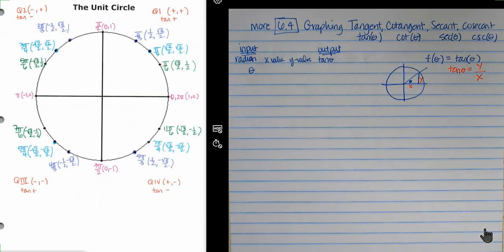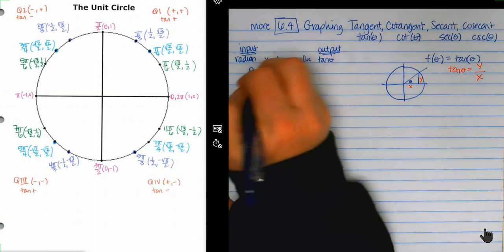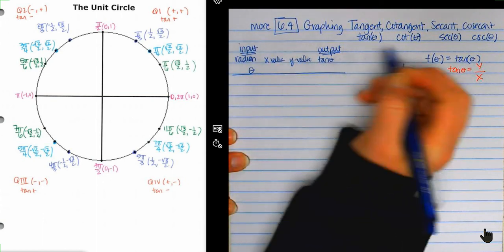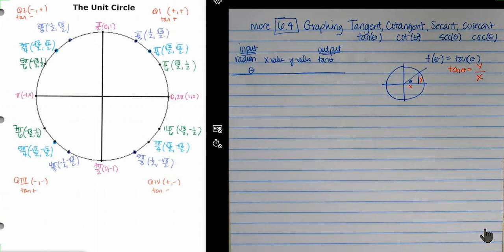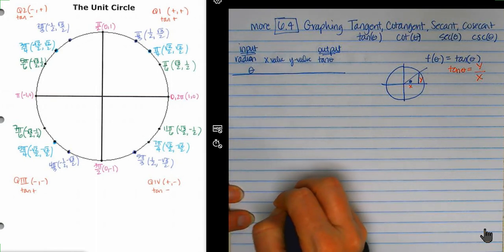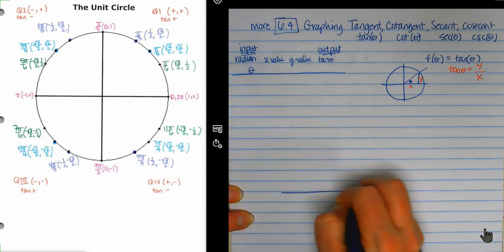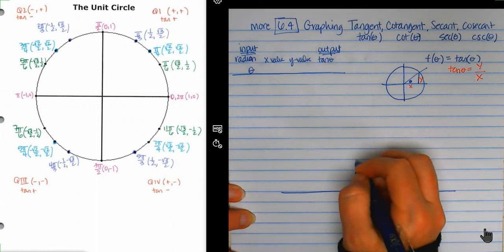So we're going to fill in this chart and then graph what the tangent function looks like. It does not look like sine or cosine. It's got a squiggle in it, but it's vastly different. In order to graph tangent, we are actually going to start on our unit circle with negative pi over 2.